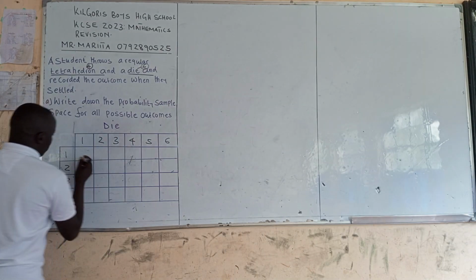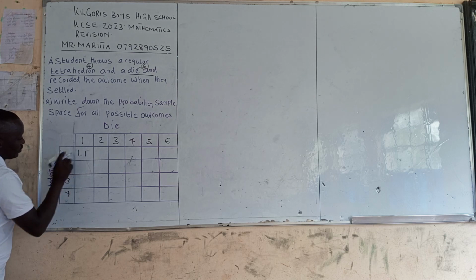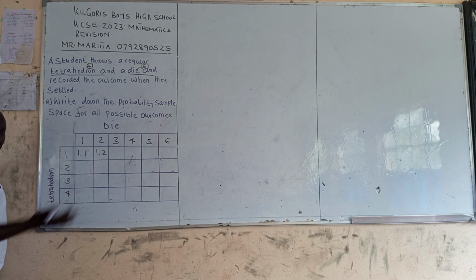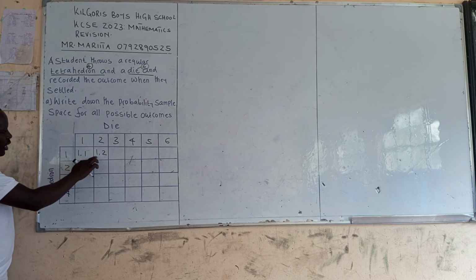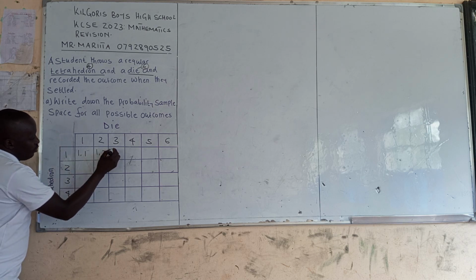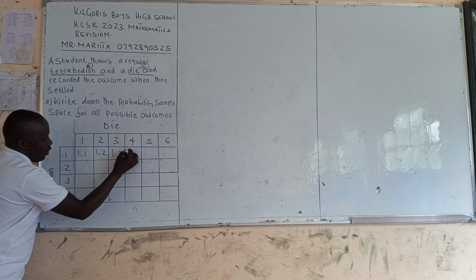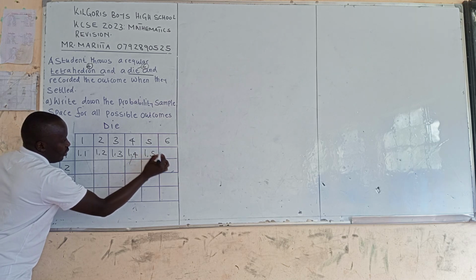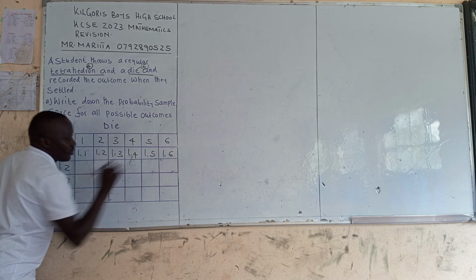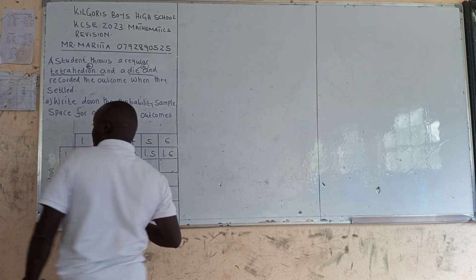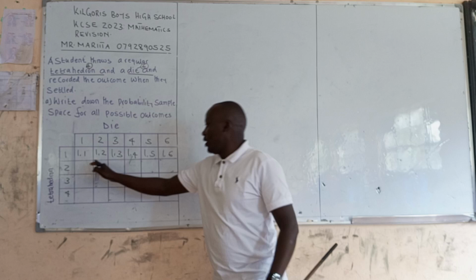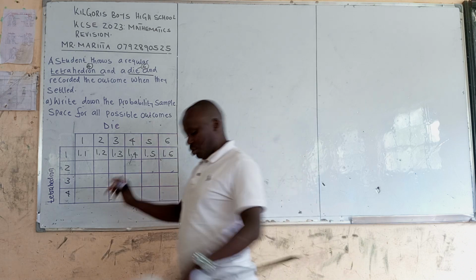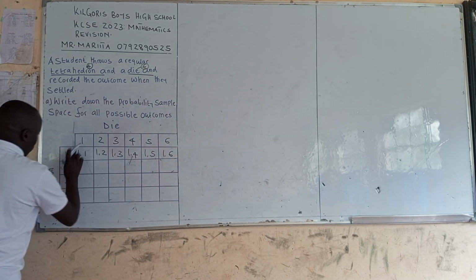We have 1 and 1. It can show 1, 1, or 1, 2, or 1, 3, or 1, 4, or 1, 5, or 1, 6. So the top side can either show 1, 1, 1, 2, 1, 3, 1, 4, 1, 5, 1, 6.